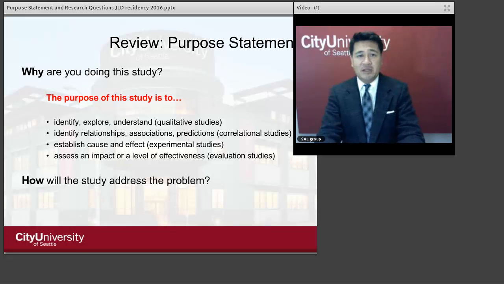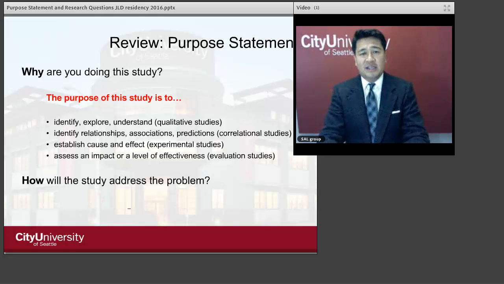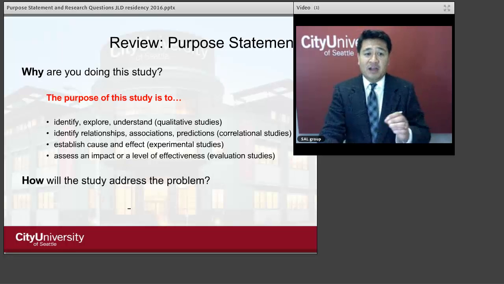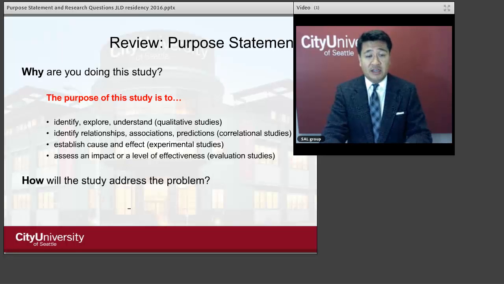So just to review, the purpose statement asks why you're doing the study. Many times I find students trying to formulate a purpose statement, and the best advice I give them is just write these words down: the purpose of this study is to blank. Maybe it's to identify, explore, to understand. Those are qualitative type studies. Maybe it's to identify relationships, associations, predictions. Those are correlational studies. Maybe the purpose of the study is to establish a cause and effect. It's an experimental study. Maybe the purpose of the study is to assess an impact or level of effectiveness. That's an evaluation study. Those are types of studies.